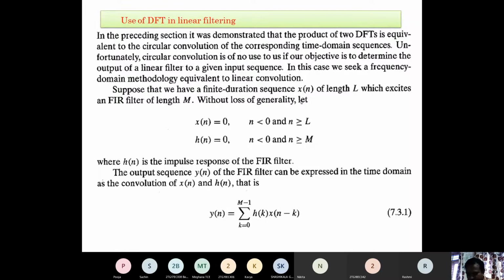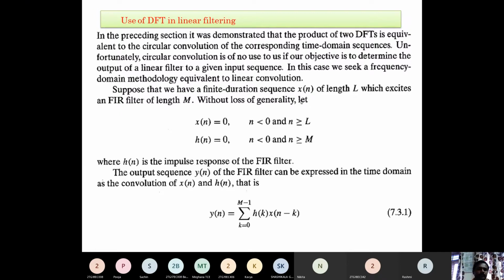So let us move towards the next concept, which is about the use of DFT in linear filtering. In the previous session we discussed model number 1. Now we begin with model number 2. Here, once again, it is about the use of DFT in linear filtering. In the previous session we discussed circular convolution.